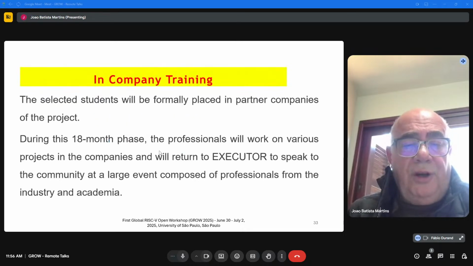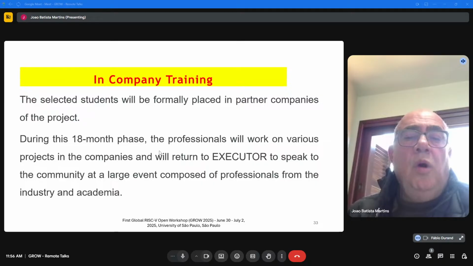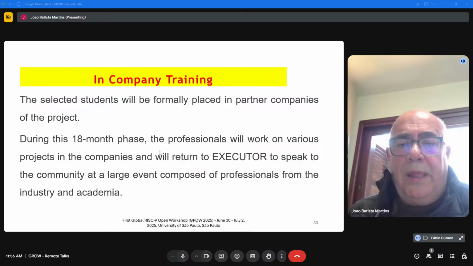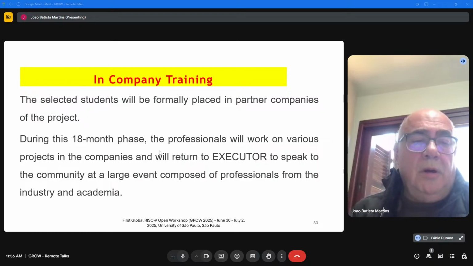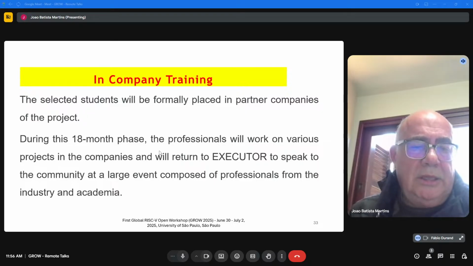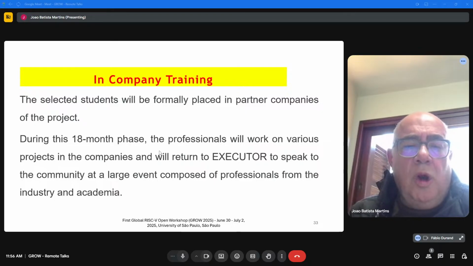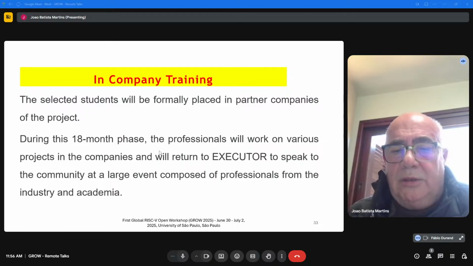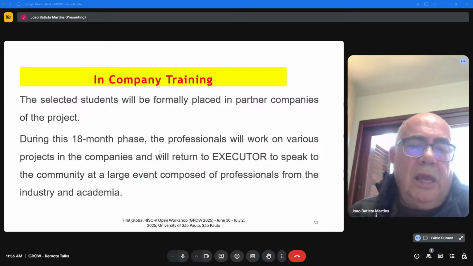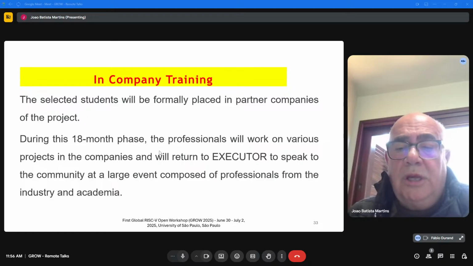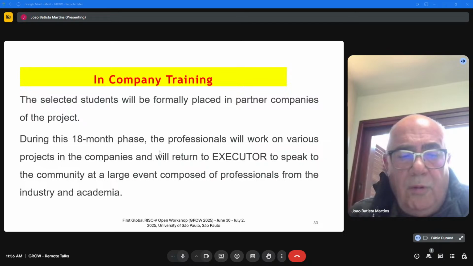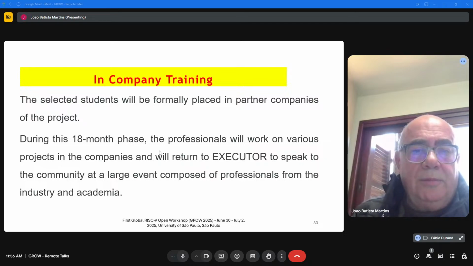And phase 3 is in-company training. The selected students will be formally placed in partner companies of the project. During this 18-month phase, the professionals will work on various projects in the companies, and they will return to the sector to speak to the community at a large event composed of professionals from industry and academia.